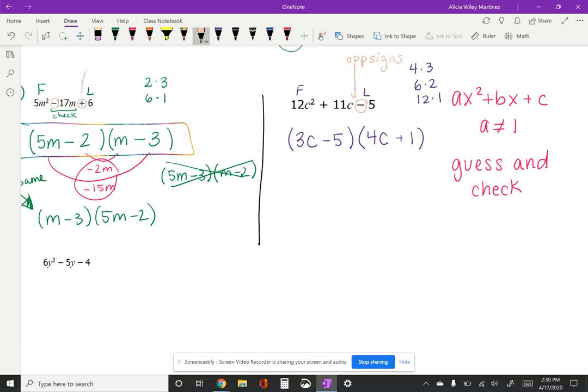When the last term is positive, you know that the signs are going to be the same. So just some patterns to pay attention to. It just helps you to make a better guess. Okay?